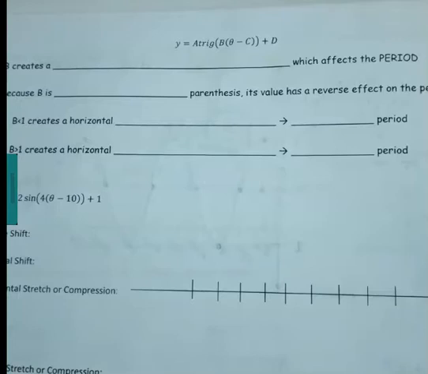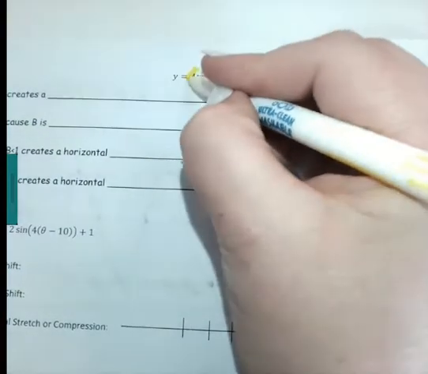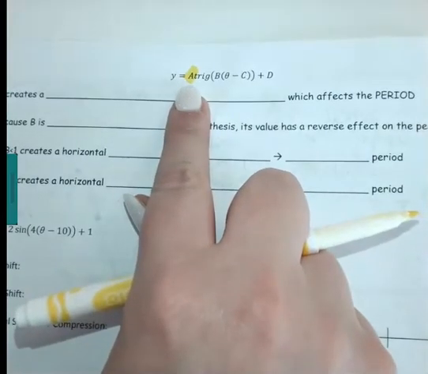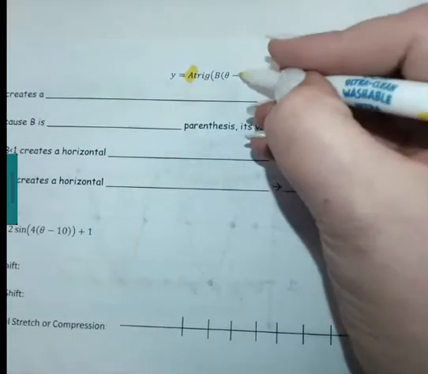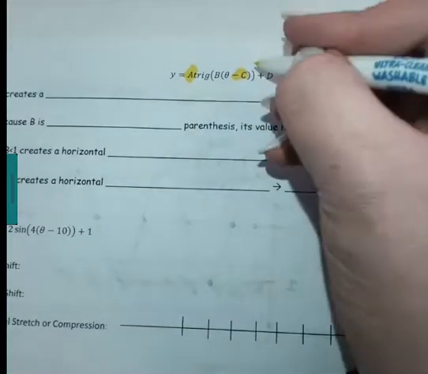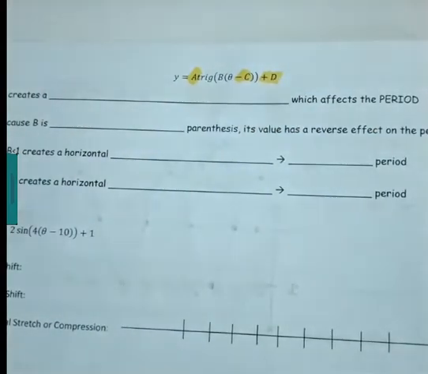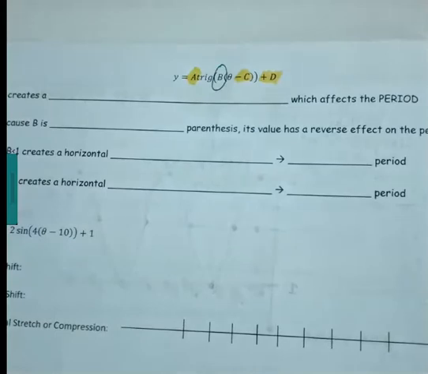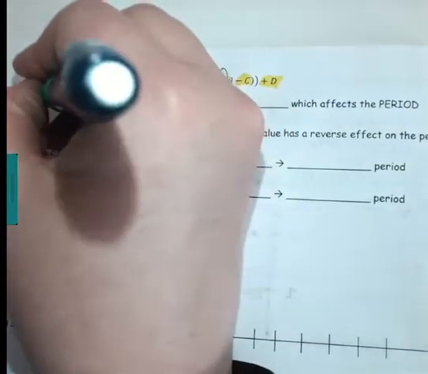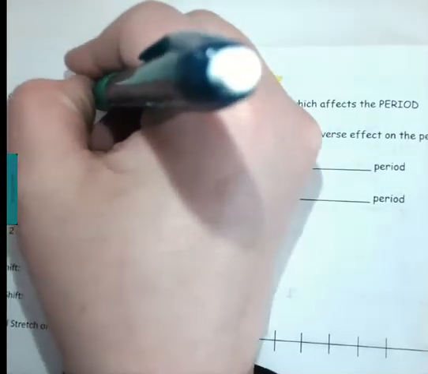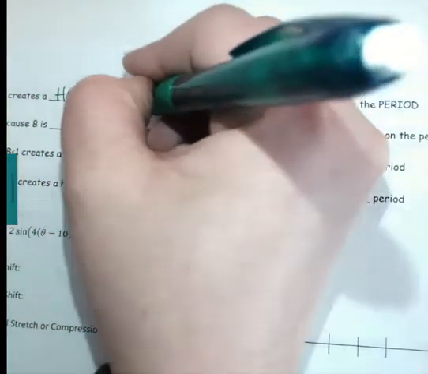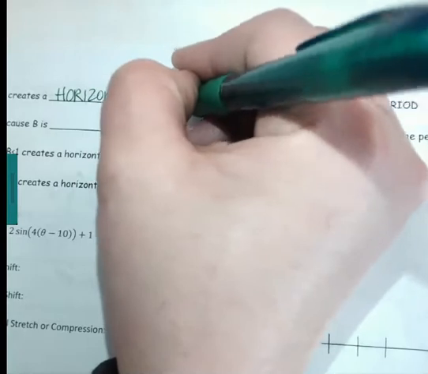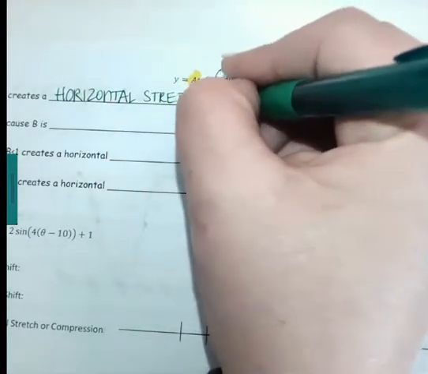Okay, so take a look. Yesterday, we talked about this number. Do you remember that did like a stretch or a shrink? Okay, and then this moved it left or right. And then this moved it up or down. So, the new letter is the B right here. Okay, here's what B does. B creates a horizontal stretch or compression.